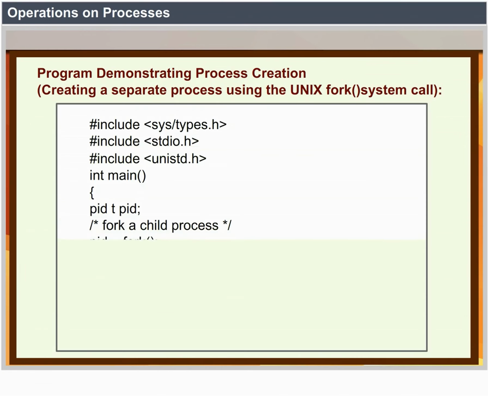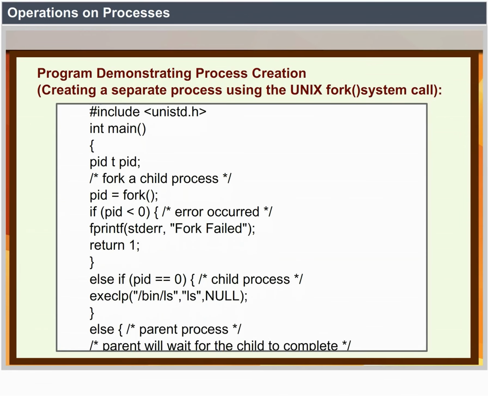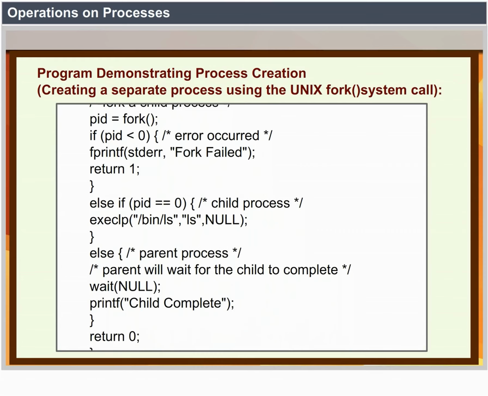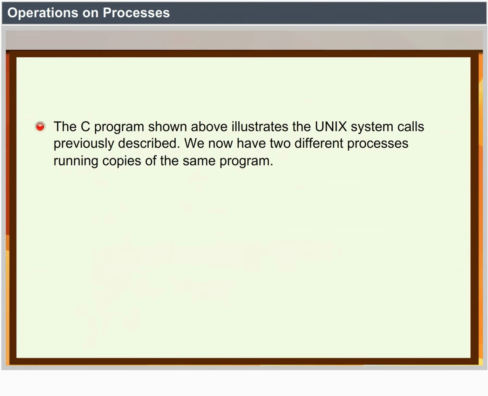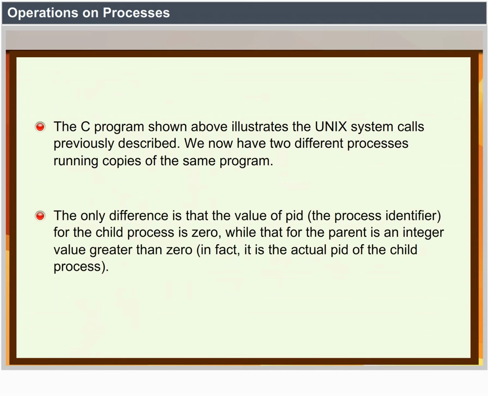Program demonstrating process creation. Creating a separate process using the Unix fork function system call. The C program shown above illustrates the Unix system calls previously described. We now have two different processes running copies of the same program. The only difference is that the value of PID, the process identifier, for the child process is 0, while that for the parent is an integer value greater than 0. In fact, it is the actual PID of the child process.